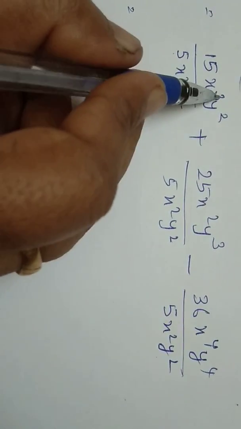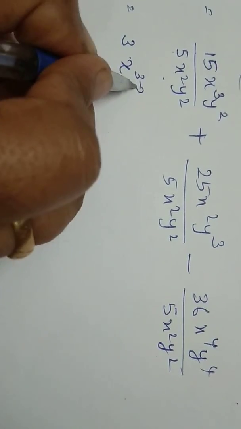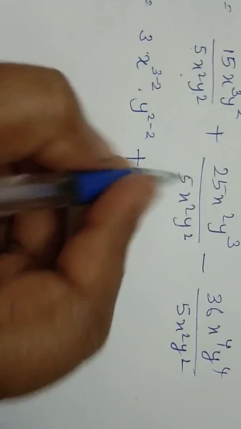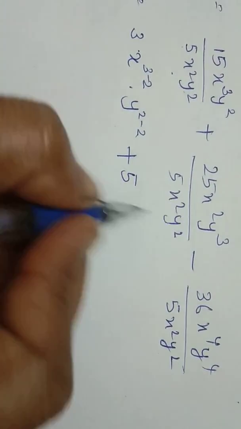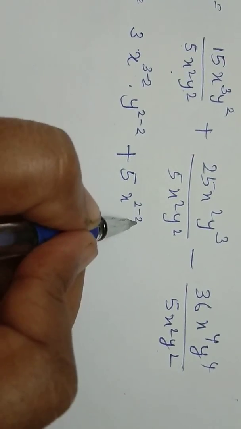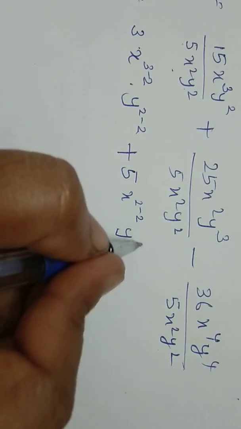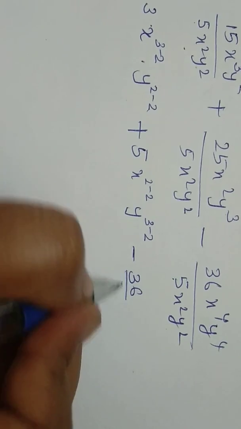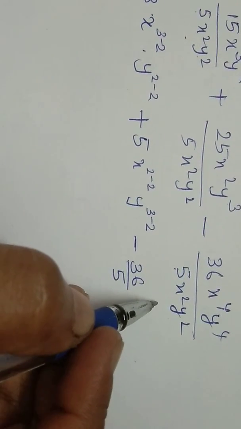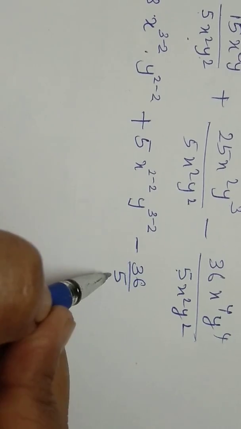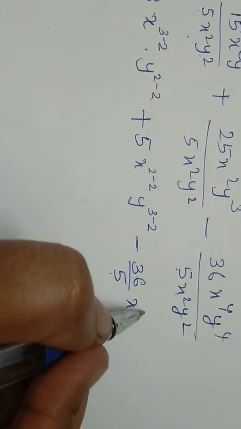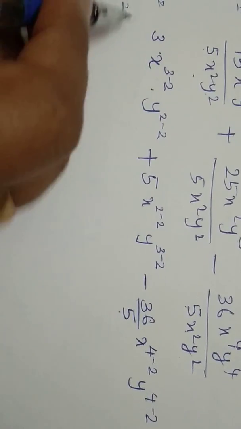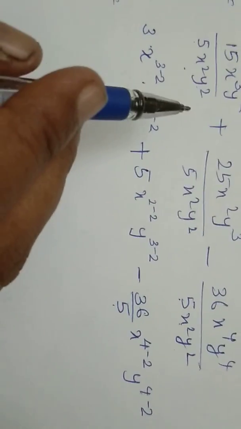Now the power of x, x raised to 3 by x raised to 2, that is 3 minus 2, into y raised to, both are same, so 2 minus 2. Plus 25 by 5, 5, x square by x square, x raised to 2 minus 2, then y power is 3, here is 2, 3 minus 2. Minus 36 by 5, it is a fraction, so just write 36 by 5. If you want, you can make it a mixed fraction, otherwise just write like this. Then x raised to 4 by x square, it is x raised to 4 minus 2, then y raised to 4 minus 2. We are subtracting the powers because we are doing the division.